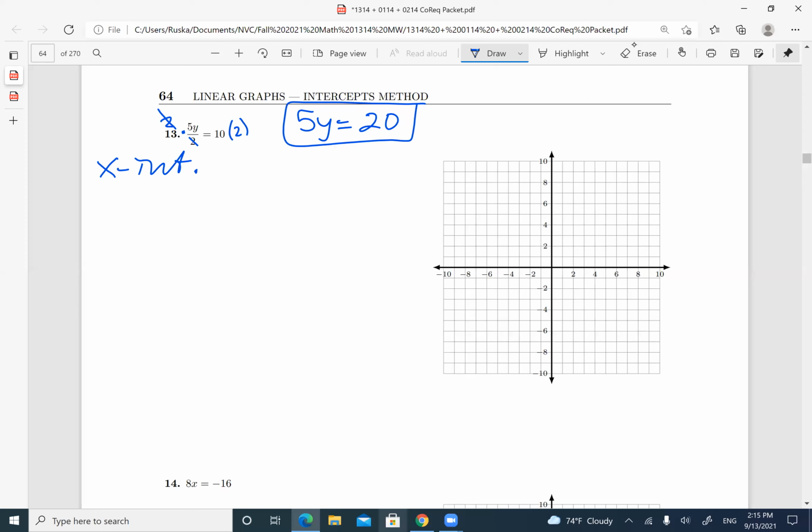So for the x-intercept, y is 0. So I'm replacing y with 0. So I have 0 equals 20. 0 equals 20 is not true. So that means there is no x-intercept. So if there's no x-intercept, that means the graph is going to be what? Horizontal or vertical? If you don't cross the x-axis, that means the line is parallel to the x-axis. So it's going to be horizontal.